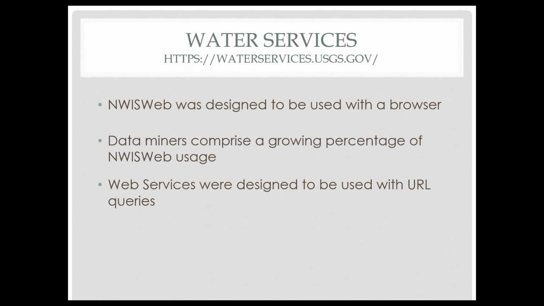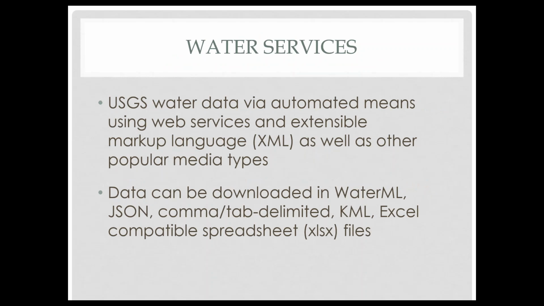We have services built for that. So NWIS Web is designed for the browser, but for data miners, you can basically build your URL to describe the type of information you want to retrieve and retrieve it in an automated fashion. The data will come out in extensible markup language or XML or other formats like JSON, comma or tab delimited, KML for graphical display, and also Excel files.